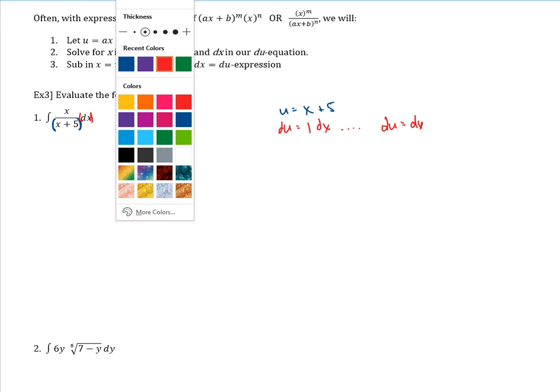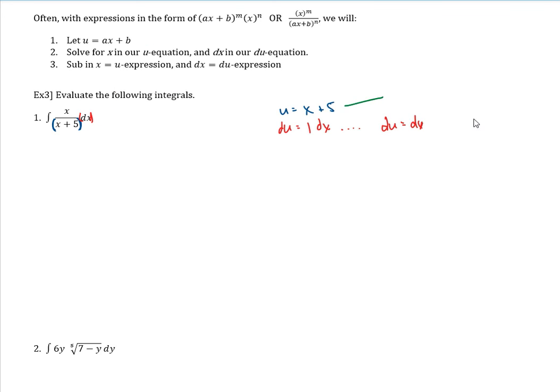What we will do, let's show it in green, is we're going to solve for x here, which is pretty easy. Just subtract 5. So x would be u minus 5. All I had to do was minus 5 to both sides, putting just x on the left. So x is u minus 5. I'm going to use this one right here for this x. So it's kind of like a 3 substitution problem.